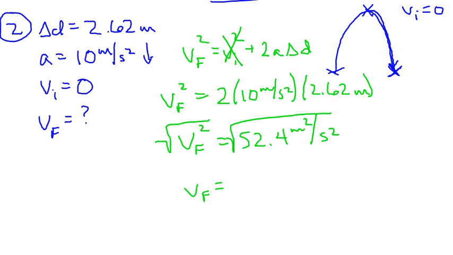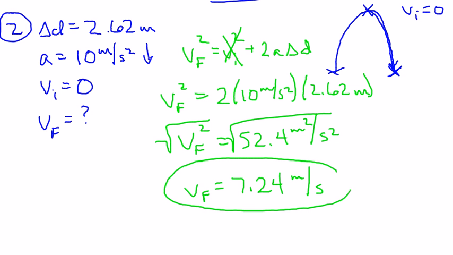whoops, calculator error, 7.24. And with sig figs, we should have 3, so 7.24 meters per second should be our answer there. So 7.24 meters per second is the speed that the kangaroo needs to take off with. It is also the speed that it would land with. So here and here, it would have a velocity of 7.24 meters per second. We'll go ahead and go to number 3.